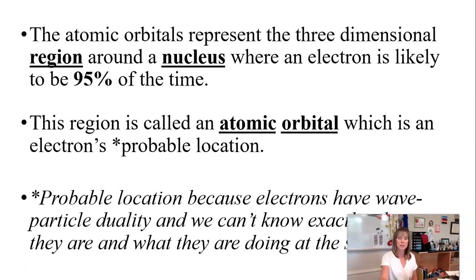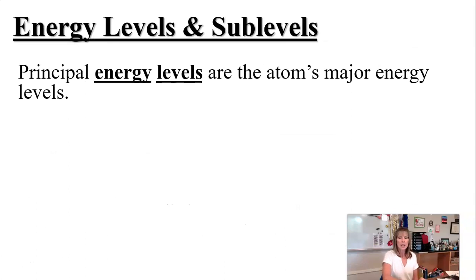Probable location, because electrons have that wave-particle duality, and because of the Heisenberg uncertainty principle, we can't know exactly where they are and what they're doing at the same time, so we kind of have to guess that probable location, and that's called an atomic orbital.